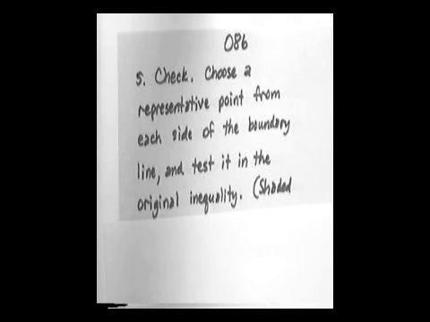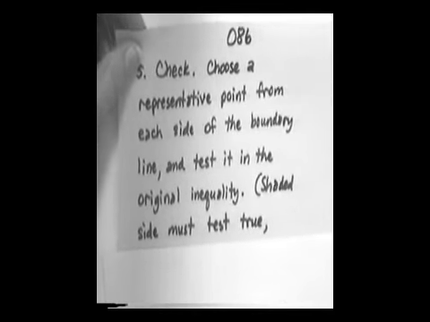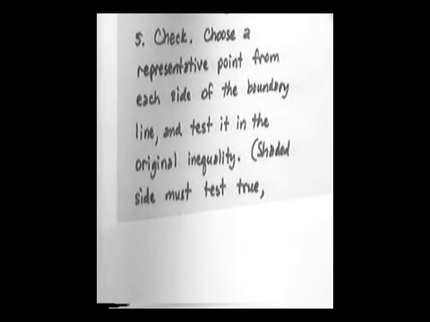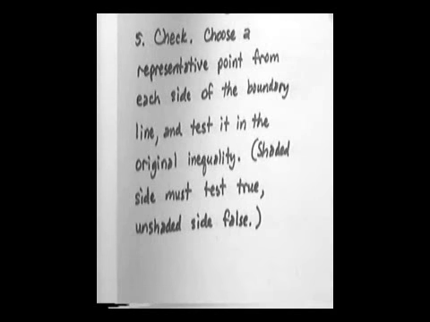We will choose a point above and a point below. We test each one in the original inequality. The shaded side must test true. So the representative point from the shaded side must test true. The unshaded side, false.